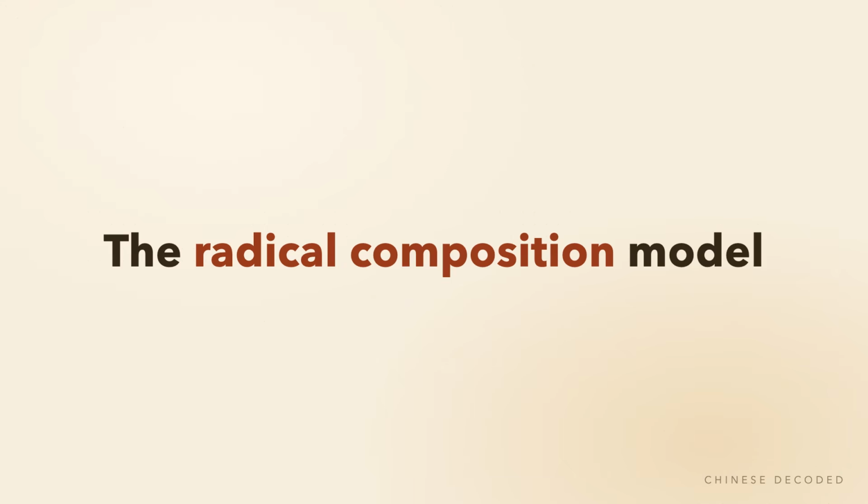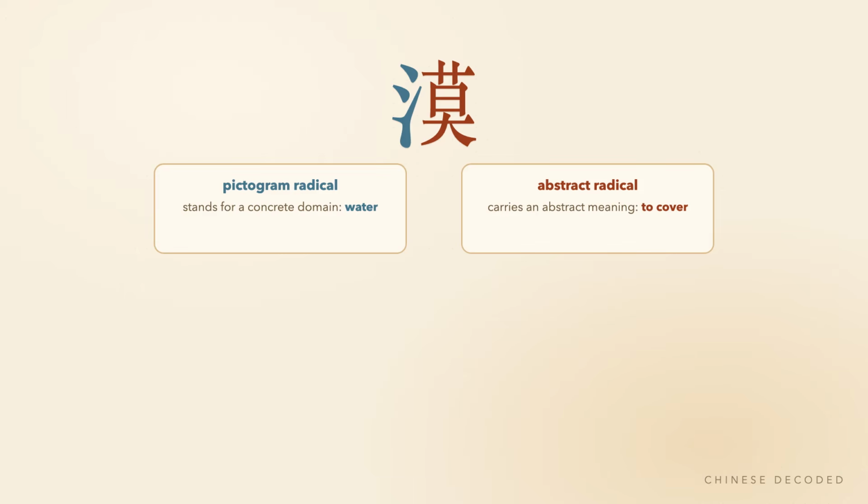Everything we have seen in the mo family is one instance of a general radical composition model. Let's lay it out. In the most common case, a character is composed of two parts, a pictogram radical and another radical that carries an abstract meaning. We will call it the abstract radical. The character's meaning comes from composing the two. The abstract meaning is applied to the domain that the pictogram stands for. In the mo character, to cover applied to water, water veiled.